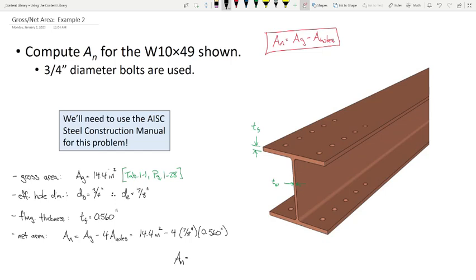What are we getting for the net area? And we'll say two decimal places, and then I'm going to talk about precision here in a bit.